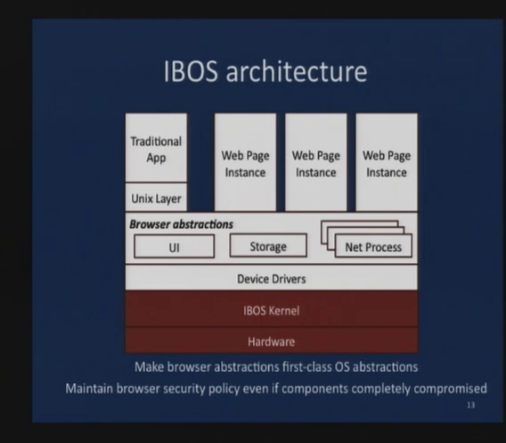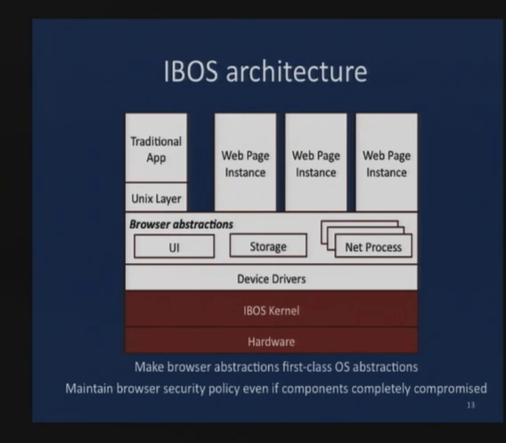Each time you click on a link, or you type a new URL into your URL bar and visit a new web page, you're going to create a new web page instance. In order for this web page instance to do the things that browsers normally do, it communicates with a number of browser abstraction servers to handle things like user interface, storage, and network handling. The key thing I'd like to point out here is that all the components running above your IBOS kernel, including your window manager and your device drivers, are all outside of our trusted computing base.